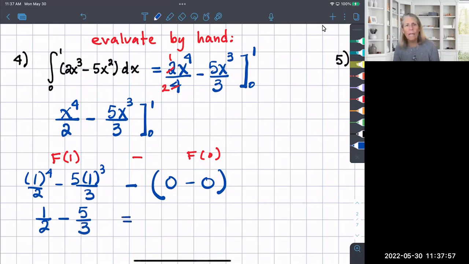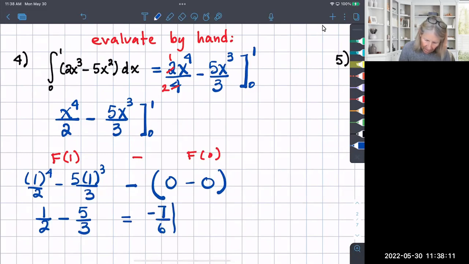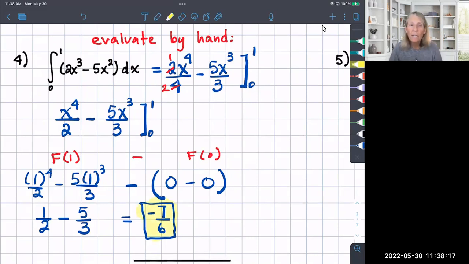So if we just do 1/2 minus 5/3, I'm going to use my trusty calculator. There's no need to make a mistake doing fractions by hand. I get -7/6. And so the value of this definite integral should be -7/6. And there's my work to show that I'm doing it by hand. That's what I'm looking for on your paper.